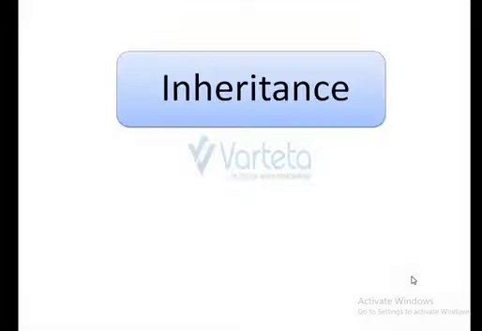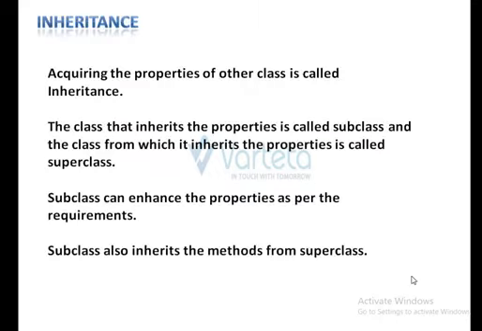In this tutorial today we are going to discuss inheritance, one of the basic pillars of object oriented programming. What is inheritance? Acquiring the properties of another class is called inheritance. The class that inherits the properties is called the subclass, and the class from which the subclass inherits the properties is called the superclass in Java programming.